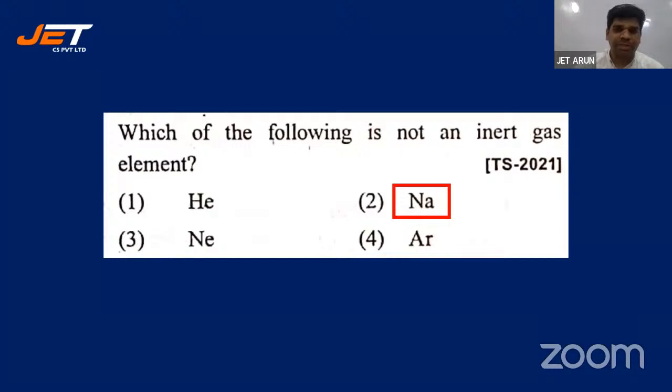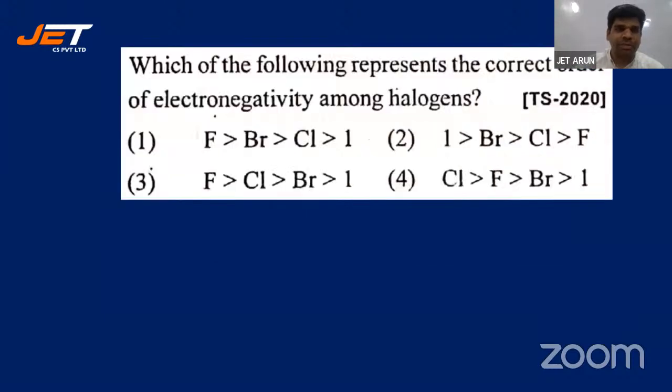All right, let's go for the next question. Which of the following represents the correct order of electronegativity among halogens? Halogens లో electronegativity order అడుగుతున్నాడు.